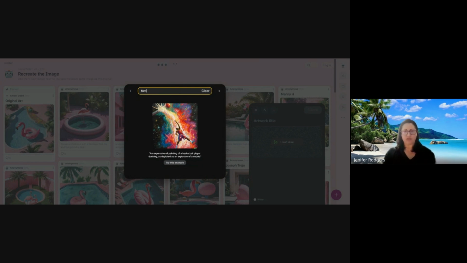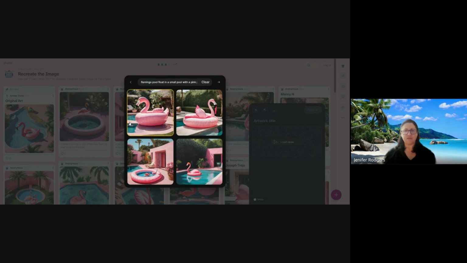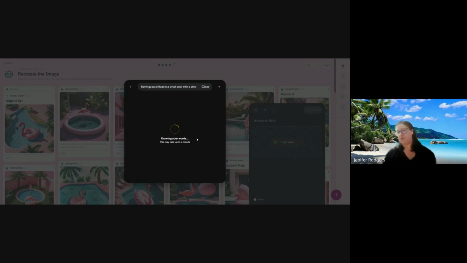So I'm just going to do a quick one. Flamingo, pool, float. And you are welcome to add your images to this Padlet as well, so we can see what everybody came up with. Okay, so it gave me 4 options, and from here I can choose which one I think is closest to the original artwork, or I can come back to my prompt and add some more description, like palm trees, and another prompt to see if I can get closer.